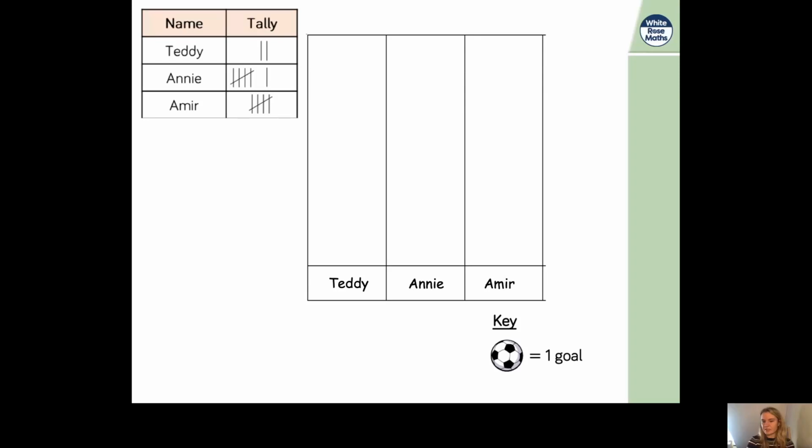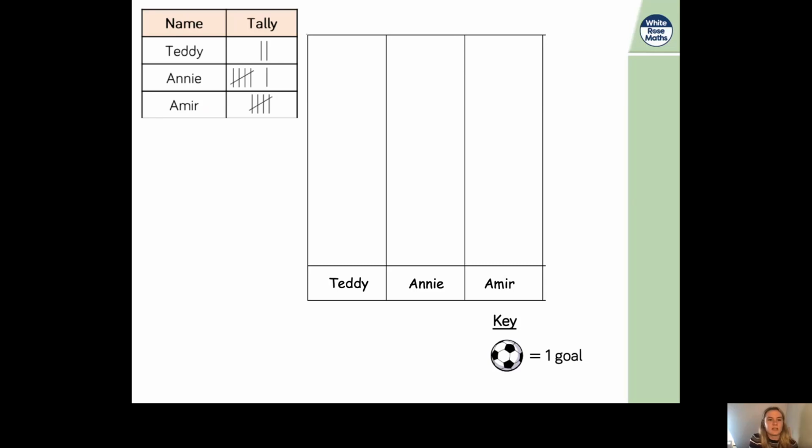Well, the key says that 1 football equals 1 goal. So one picture of the football in the pictogram is going to represent 1 goal that that person scored. So I'm going to start with Teddy. Well, let's have a look at the tally chart because we're going to turn this tally chart into a pictogram.